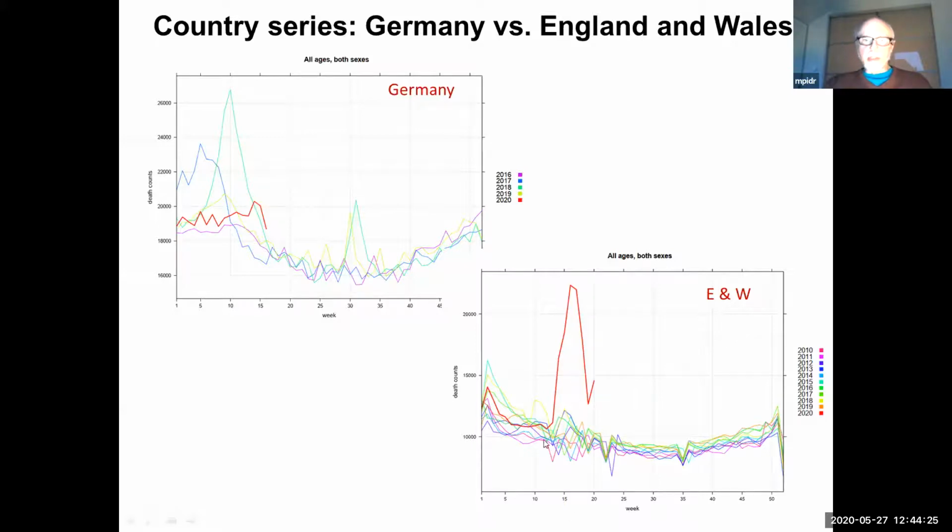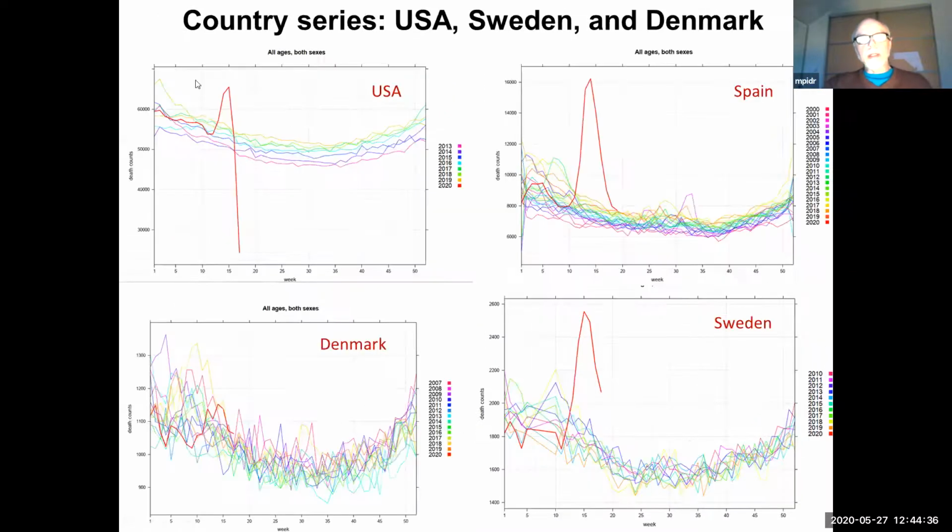so much is done now and so little was done a few years ago against the flu. Then England and Wales, a very different picture. So the major epidemics of the past are not so prominent, and we see more than doubling in deaths. And a few other countries like the USA, here you see a data problem, because in the USA the data building is a little bit slow. So data for the very recent weeks is highly incomplete.